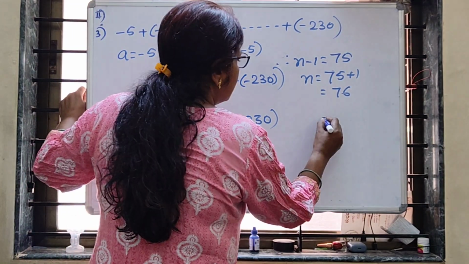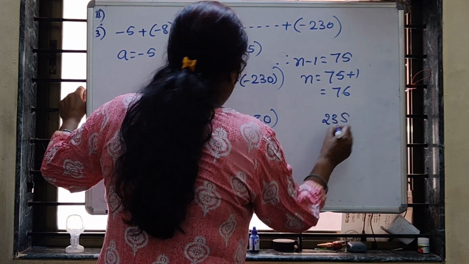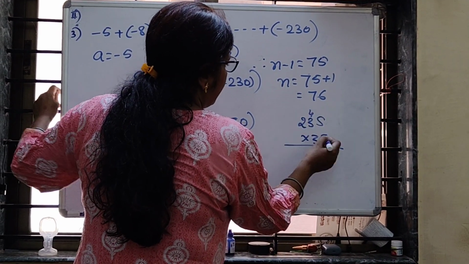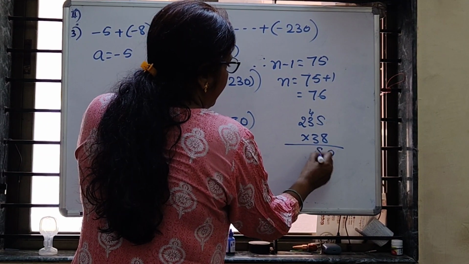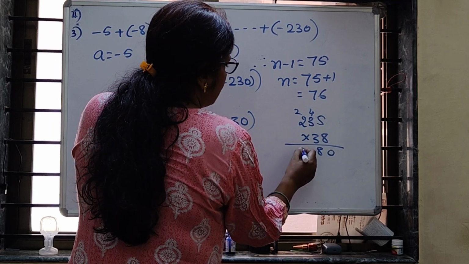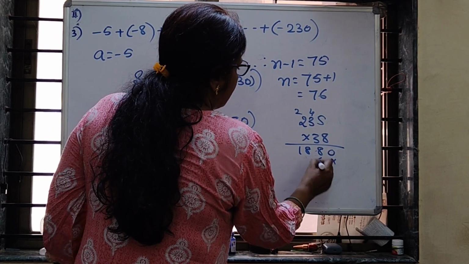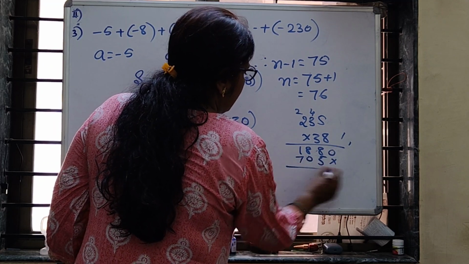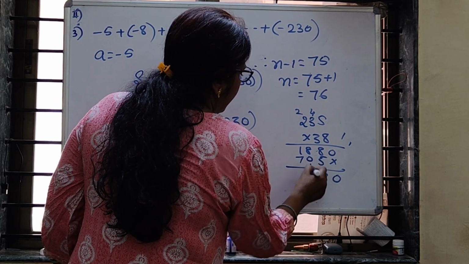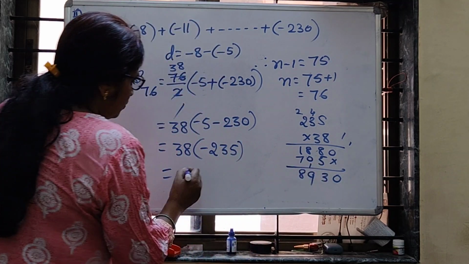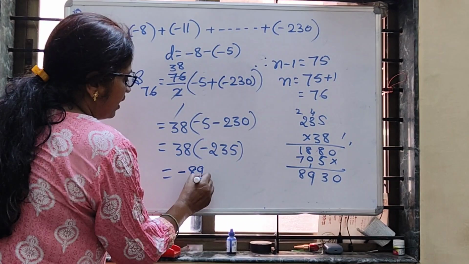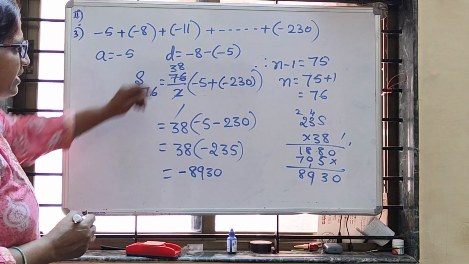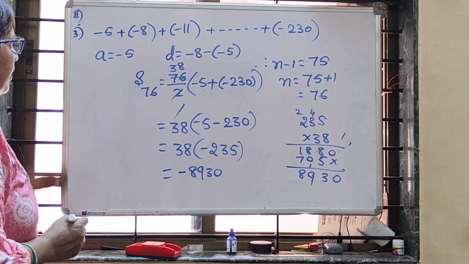If we multiply here, 235 into 38: 8 fives are 40, 8 threes are 24 plus 4 is 28, 8 twos are 16 plus 2 is 18, 3 fives are 15, 3 threes are 9 plus 1 is 10, 3 twos are 6 plus 1 is 7. So 8930. The answer is minus 8930, the sum of the 76 terms of the given AP.